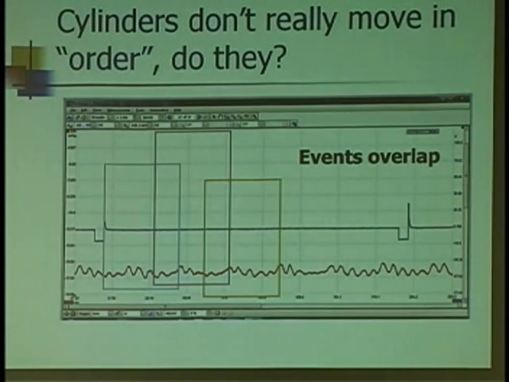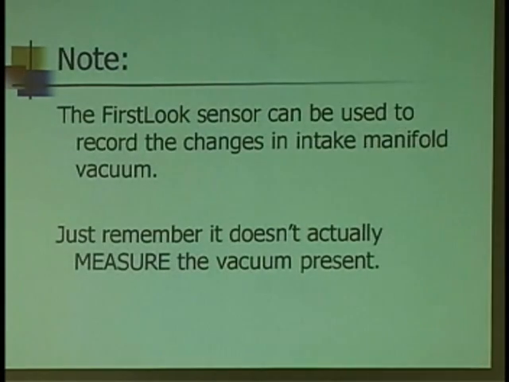Do events happen by themselves? Of course not. There's always some overlap. And this is just showing you how that intake pulse is actually being overlapped by other cylinders. Because by the time I've got that one intake valve about halfway open, another one starts to open. Right? And the more cylinders I got, the more of an overlap I'm going to have. Now you can use that first look sensor as well, or you can make the baby bottle version, and use that to look at the intake manifold vacuum. Just keep in mind you're not going to measure the actual amount of vacuum, but you'll be able to see how much is bouncing around.